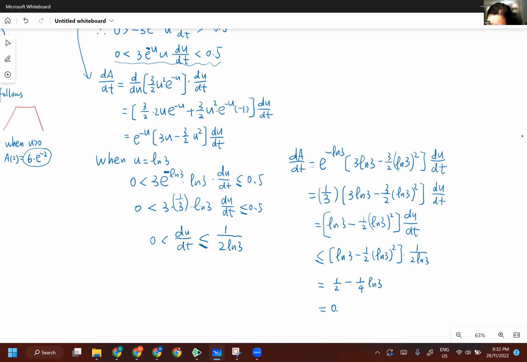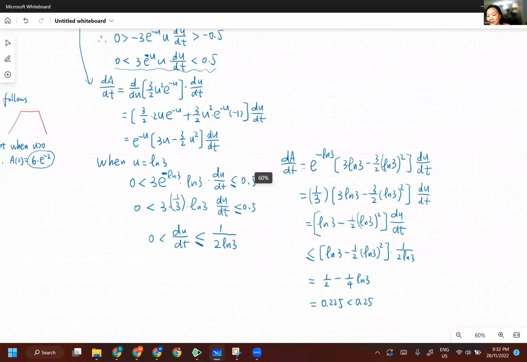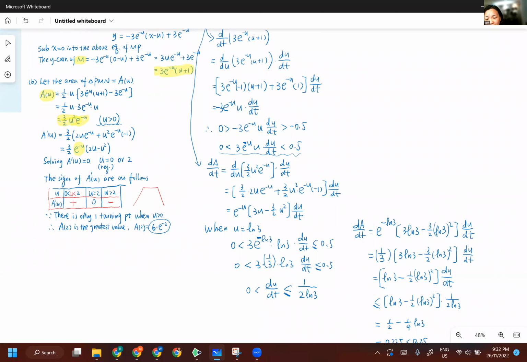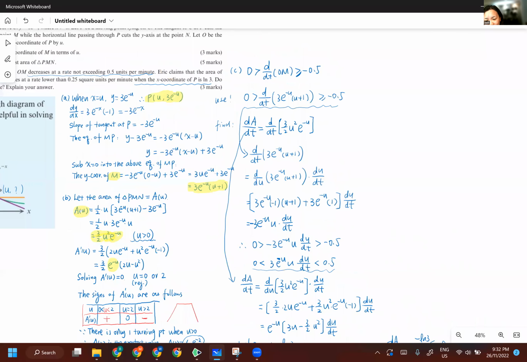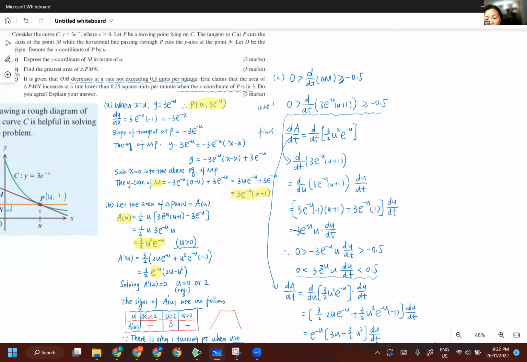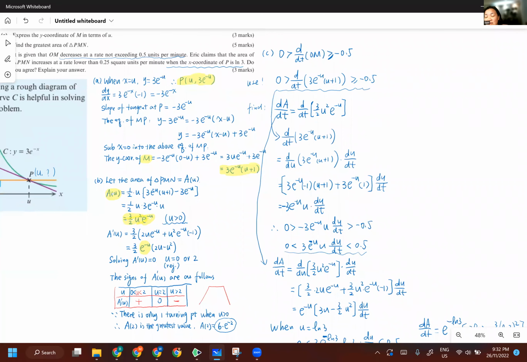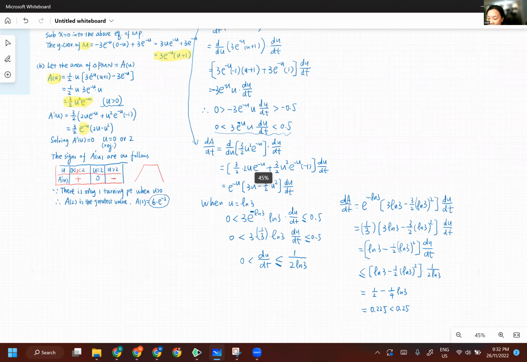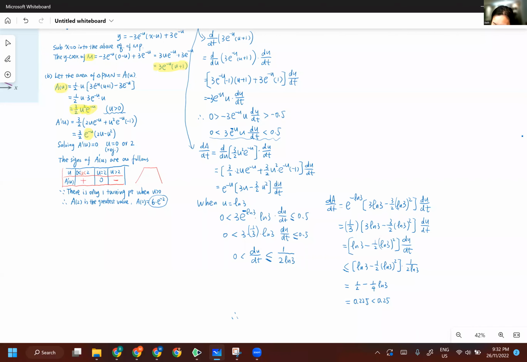That's 0.225, smaller than 0.25. And then that's why I should agree or disagree. Lower than, yes, I should agree with Eric, basically. And in the end, the claim is agreed.